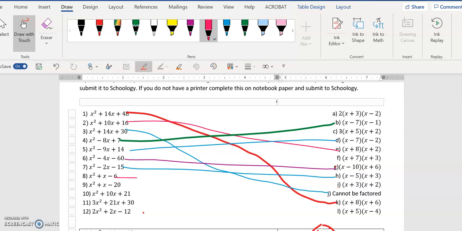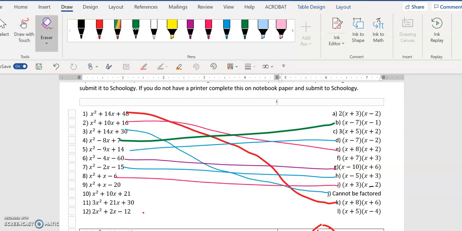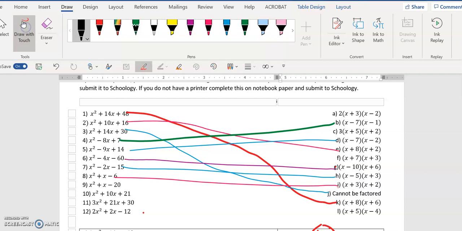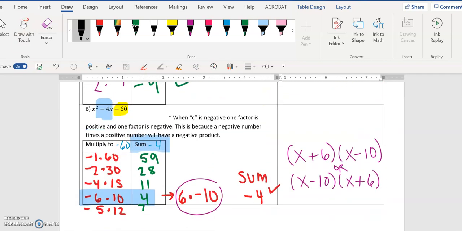Huh. I think it goes with I here. I'm gonna edit this. X minus 2. Watch this. I'll have this edited for you. It's a minus. Okay, so number 8 matches with letter I. That'll be right on yours.